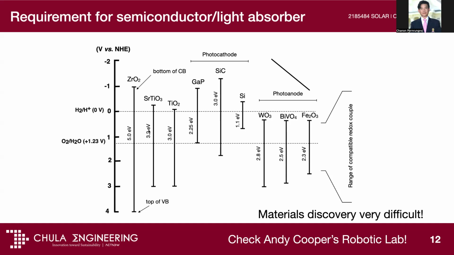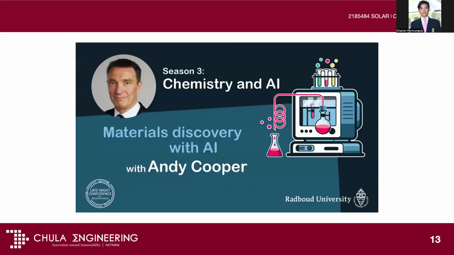Because of these requirements, the key difference between this and a solar cell is that in a solar cell, we don't care about the band positioning. We just care about different layers to extract electrons and holes out of your material as fast as possible. But here we care about the potential because we want to get the chemical energy out of it. So that's the key difference.